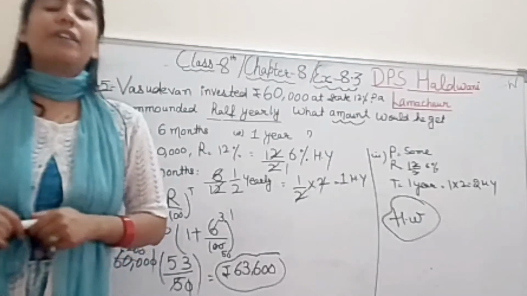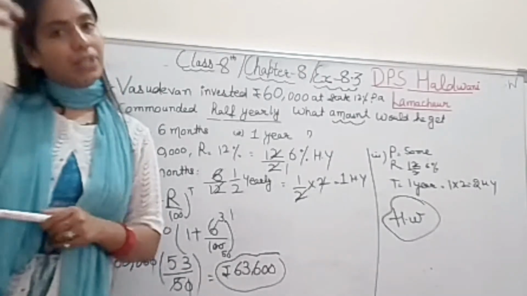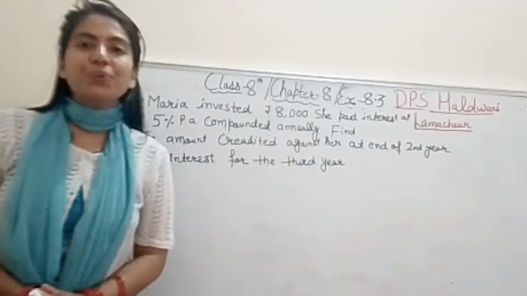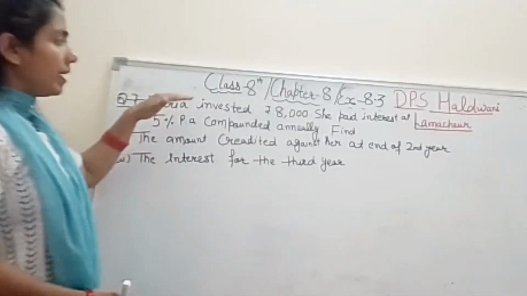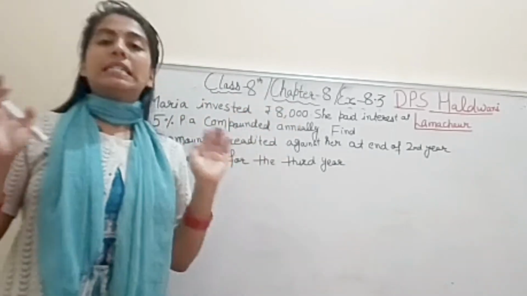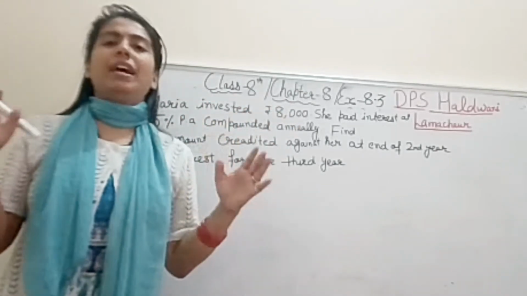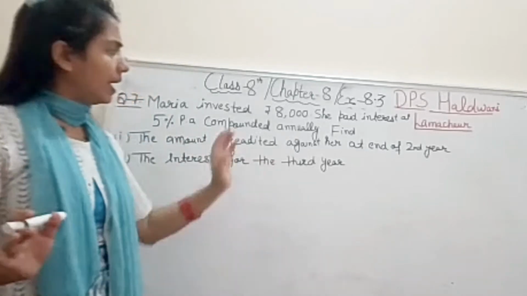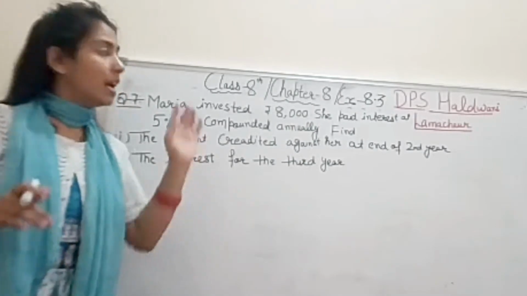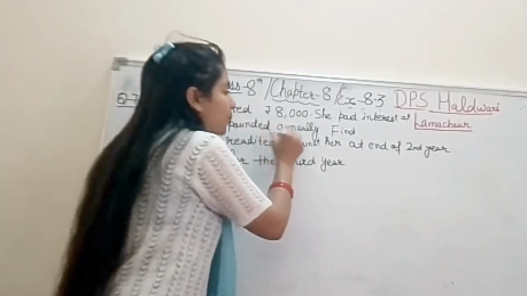Question number 6 I have already given as homework in the last video. Now coming to our question number 7, student. Maria invested rupees 8,000. Right? Same type of question as all the questions we have done earlier. Right? She paid interest at 12% per annum, compounded annually.